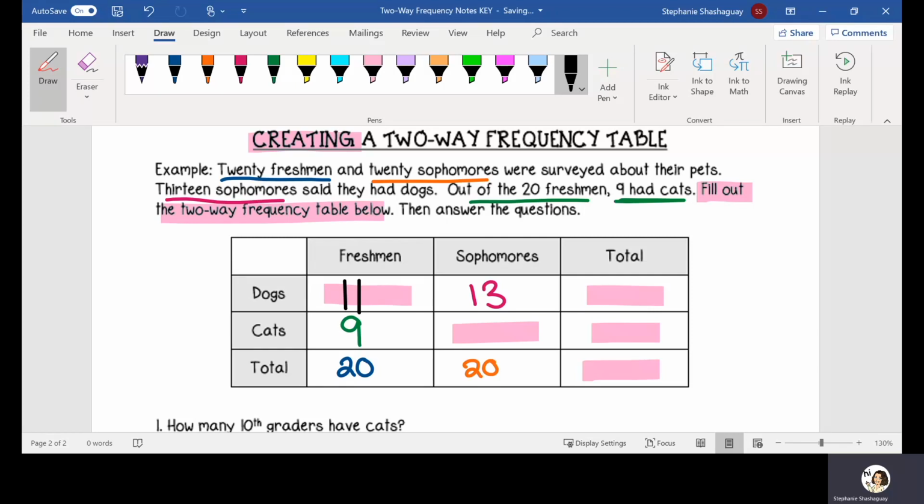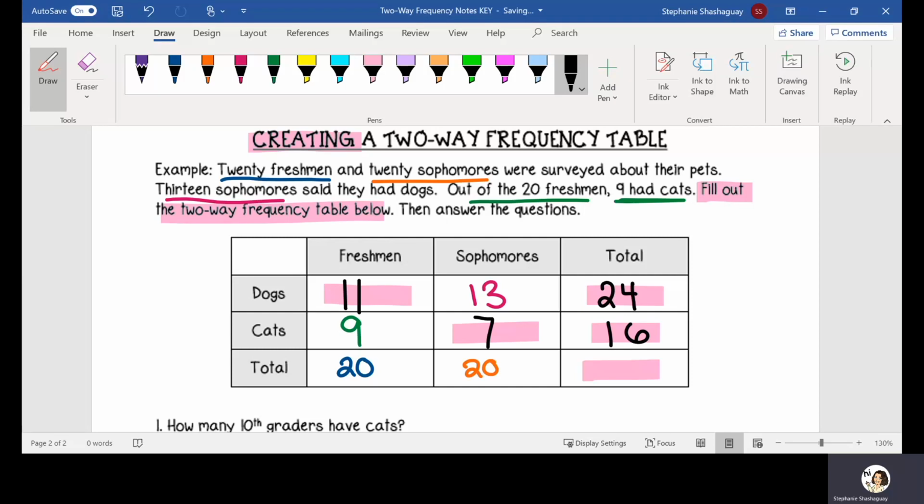Then I need to look at the sophomores. Okay, 13 of the 20 sophomores liked dogs, so that means 7 sophomores liked cats. Now that we have all of our columns filled out, now we can start adding up the totals in our rows. 11 plus 13 is going to give me 24. 9 plus 7 is equal to 16. And then we have our total.